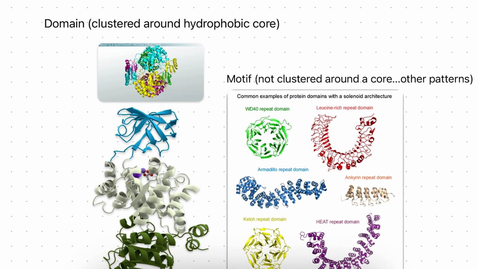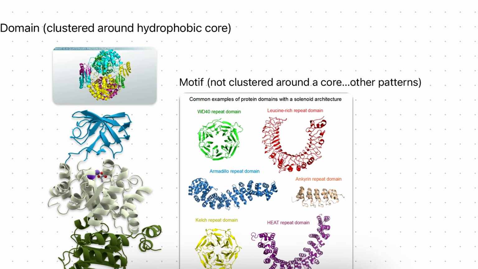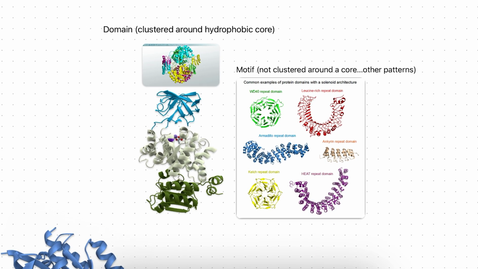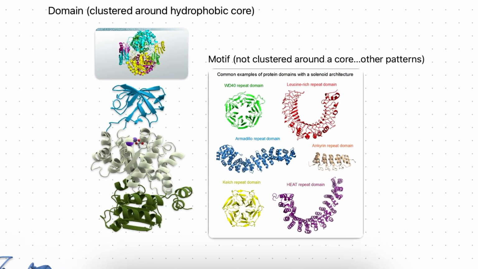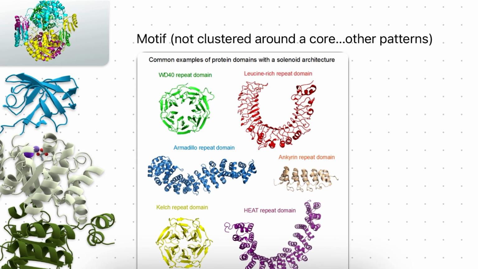So there are 2 types. There are the domains, which is when you look at a picture and you see a cluster and a core, so there it's compact. That would be a domain. And if you do see several secondary structures together, but they are not making a hydrophobic core, and they don't seem to have that distinct structural unit, then you can know that it's a motif.